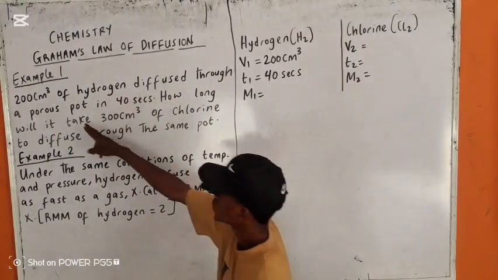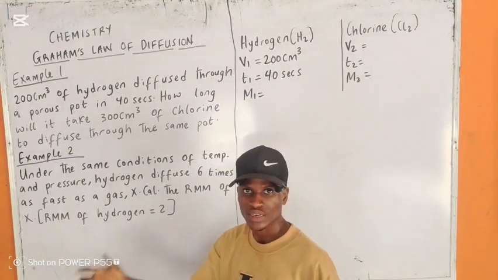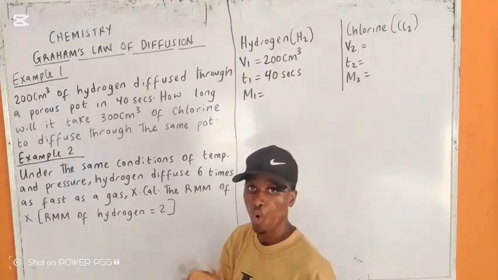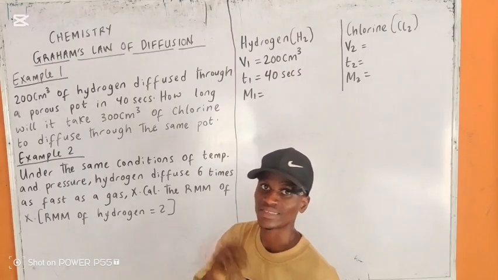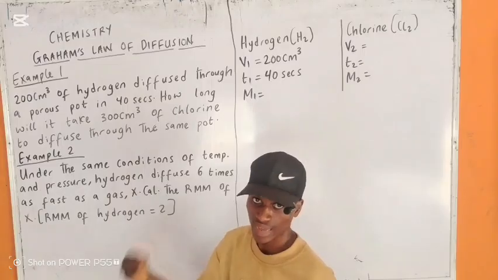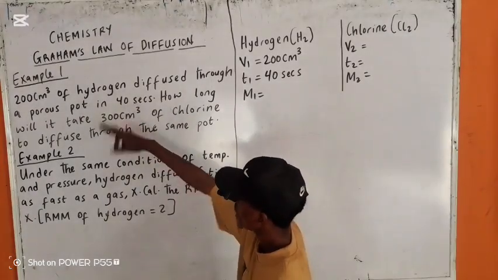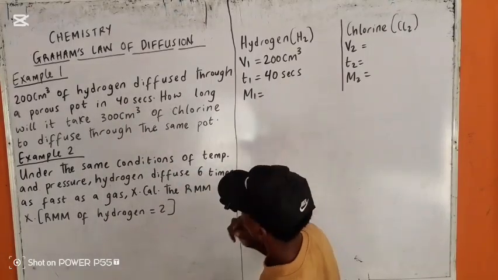This porous pot here is a term for a container that has tiny holes that gases can easily pass through. Hydrogen diffused through that porous pot in 40 seconds. So you have the time here.